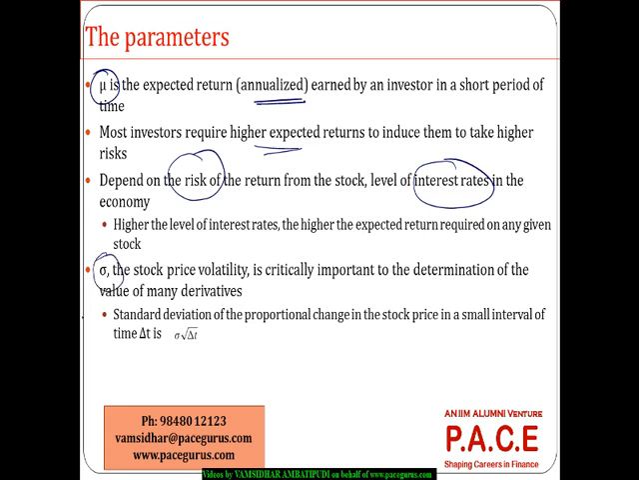And when I look at sigma, which is the volatility, it is very important in the pricing of many derivatives, especially options. And we have already seen that the standard deviation of any change is proportional to the square root of that small time period, the square root of delta t.